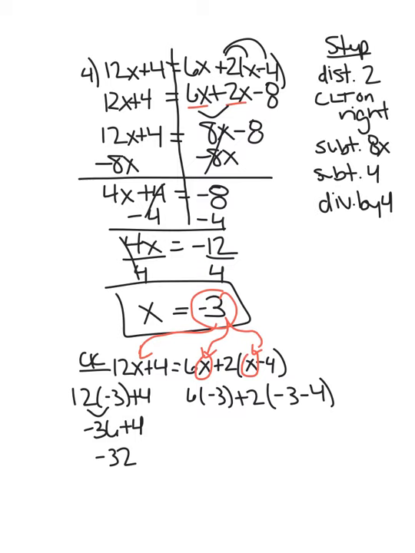Order of operations says we do parentheses first, right? So we're going to do this first. So this can just be written down. We're not going to do that multiplication yet. 2 times negative 7. Negative 3 minus 4 is negative 7. And then order of operations says we do this multiplication first.